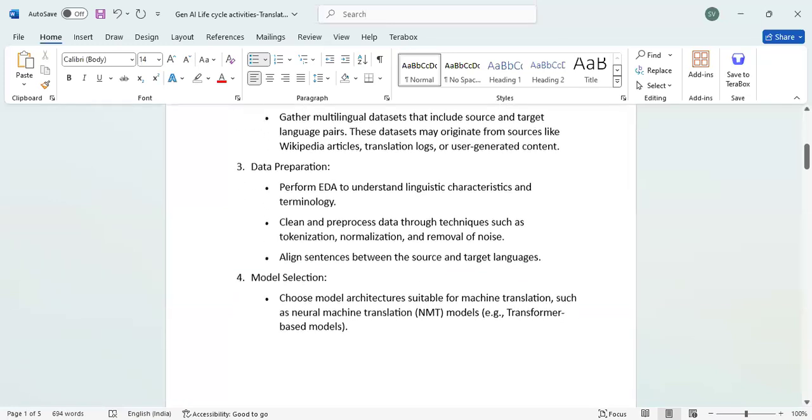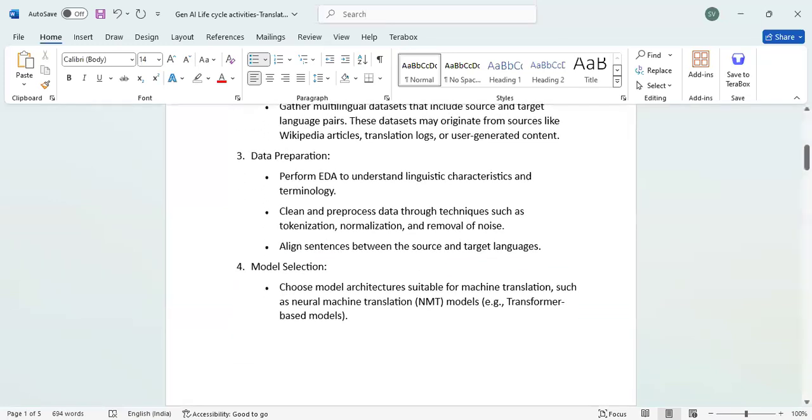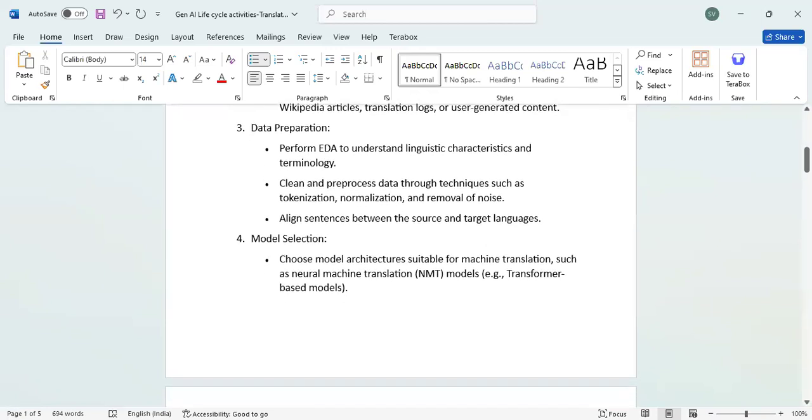Then, after that, data preparation. Perform EDA to understand linguistic characteristics and terminology. We will see what is EDA, the full form for this one.